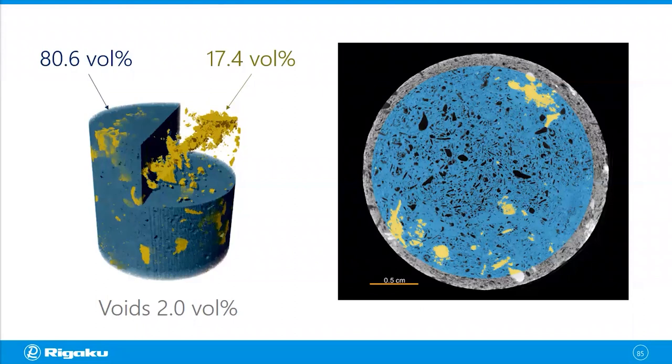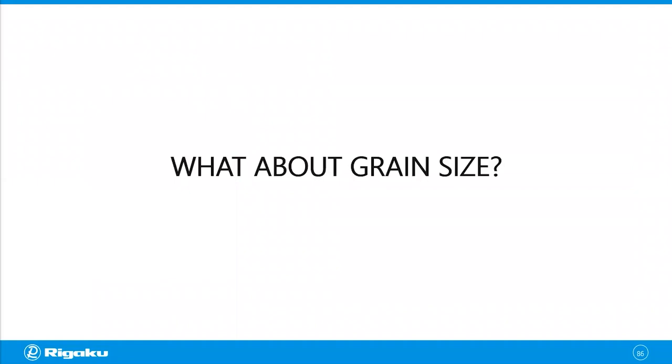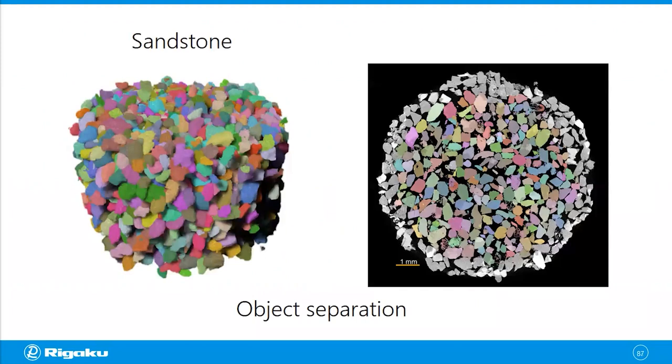What about grain size? To analyze grain size, you have to segment the grains, then separate the individual grains. Once you do that, you would have results looking like those. In this case, you see all different colors indicating the grains. Once you get to this point, you can investigate anything about those grains: maybe grain size, grain shape, aspect ratio, or location.